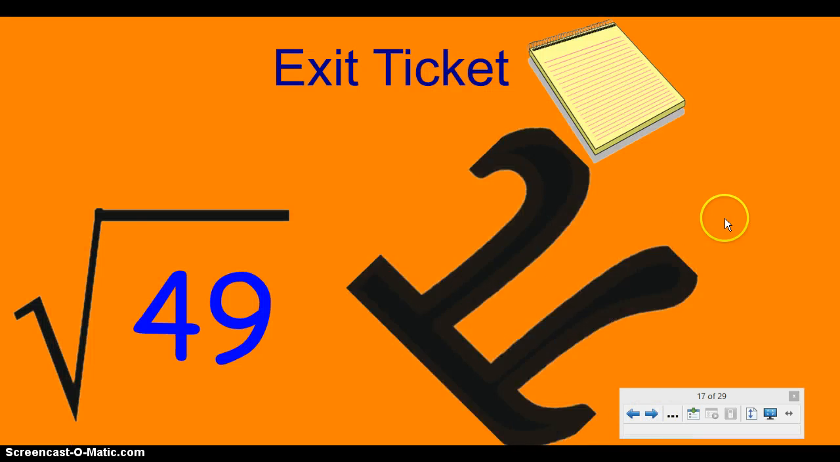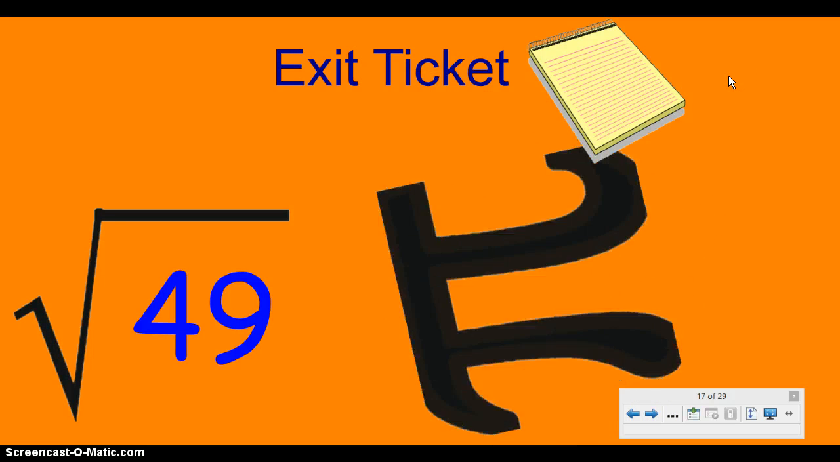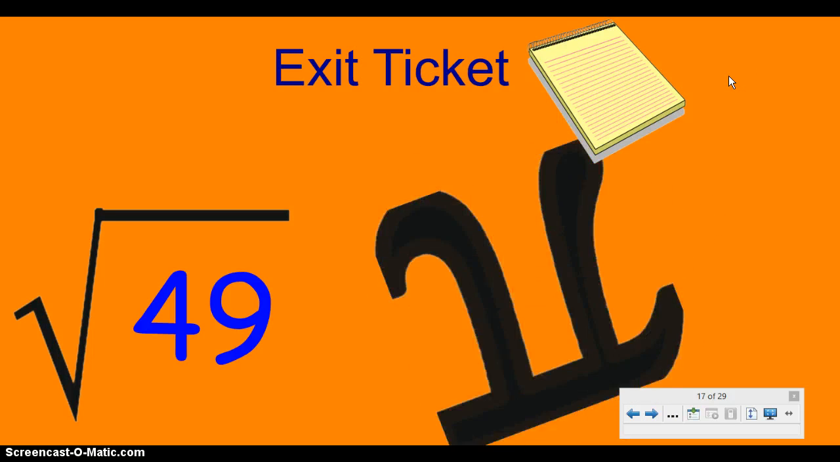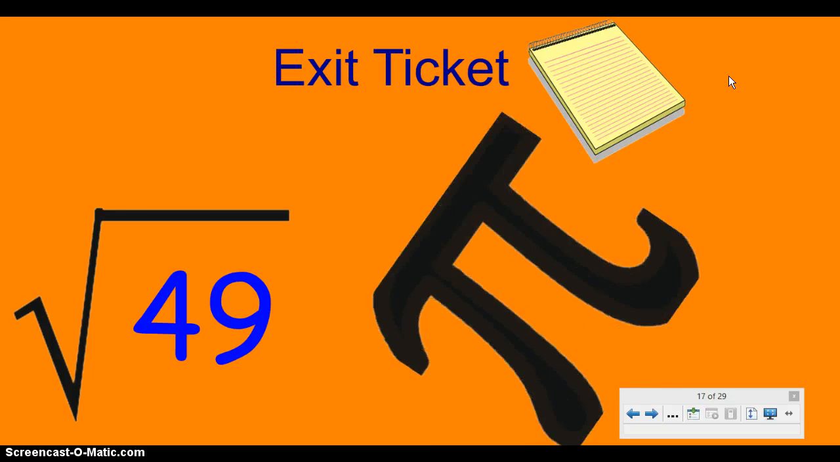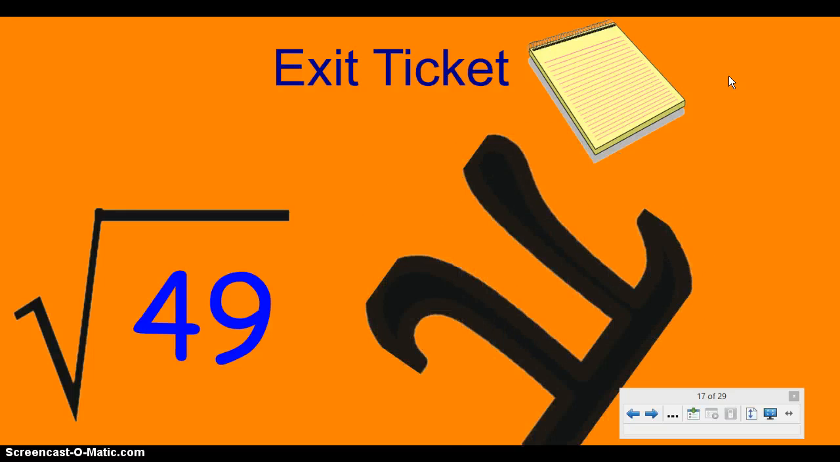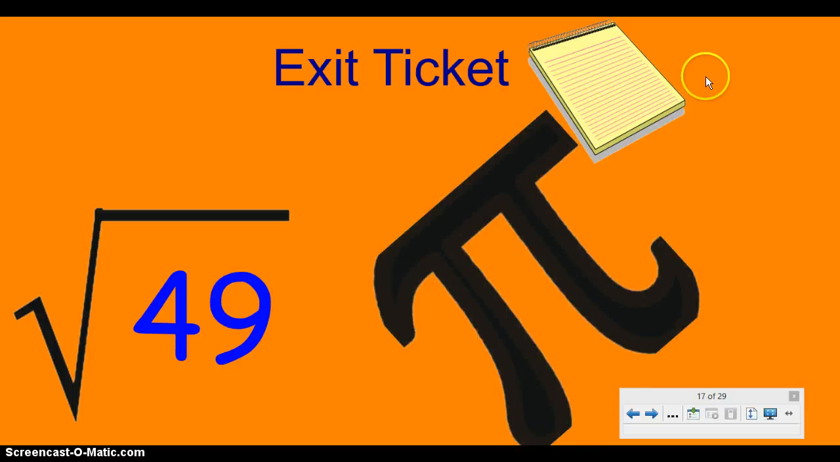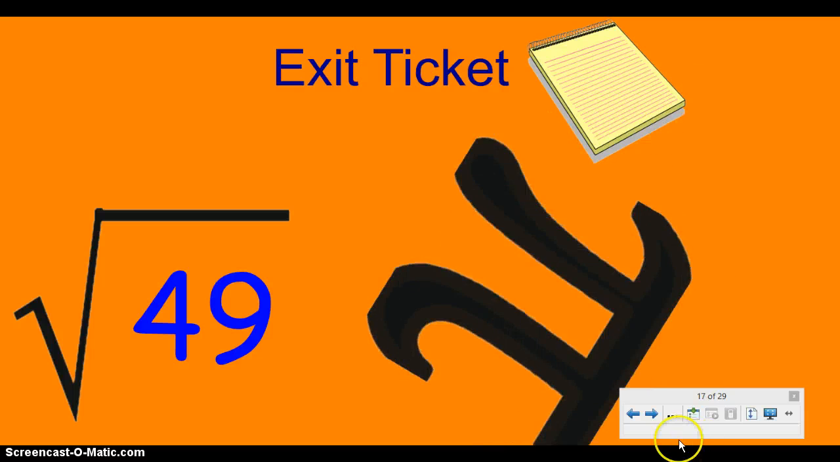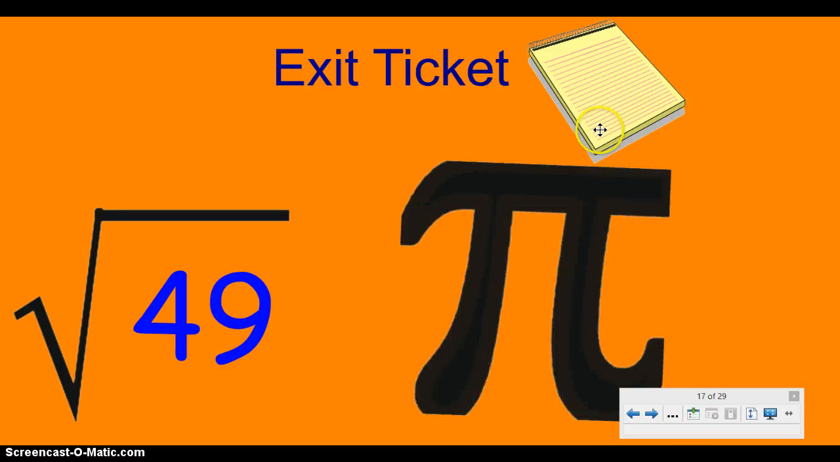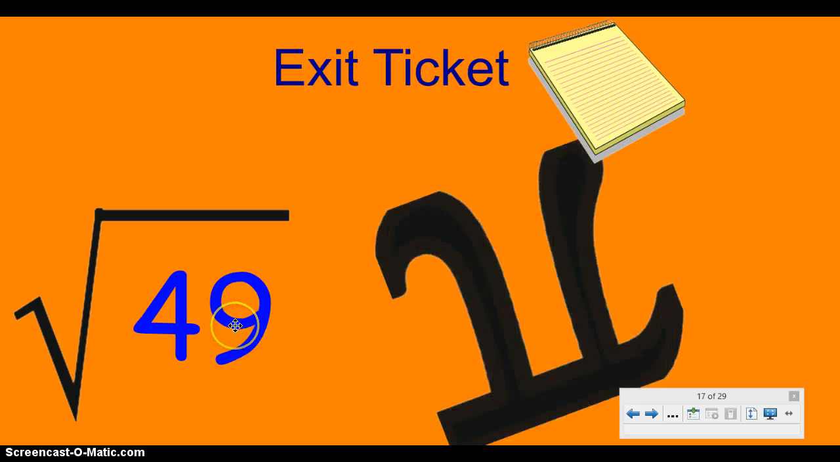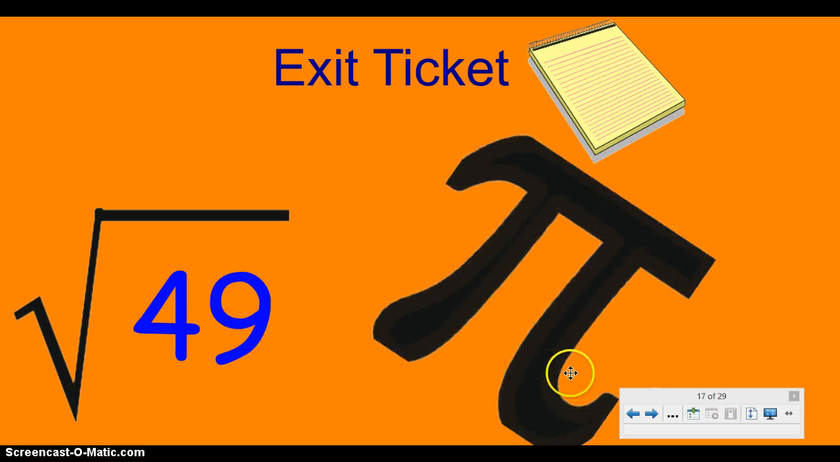This was an exit ticket, and the students were to identify which number is irrational. So this was one of the exit tickets. And the students were given a post-it note, and they would just either write down the square root of 49 or pi.